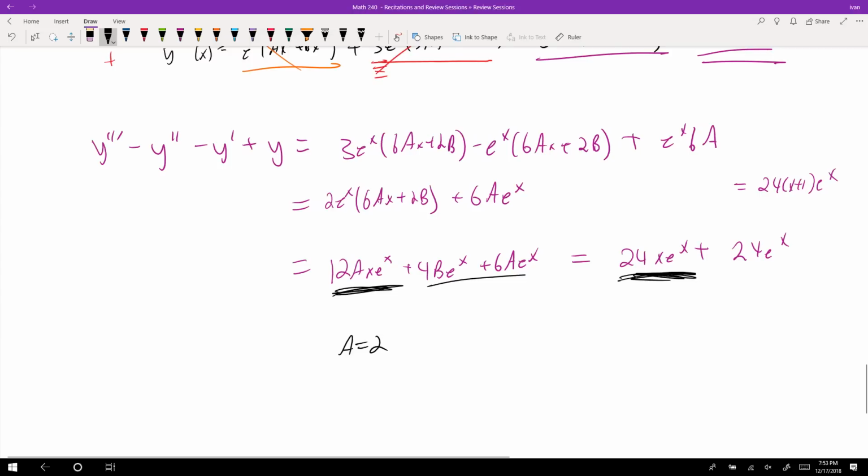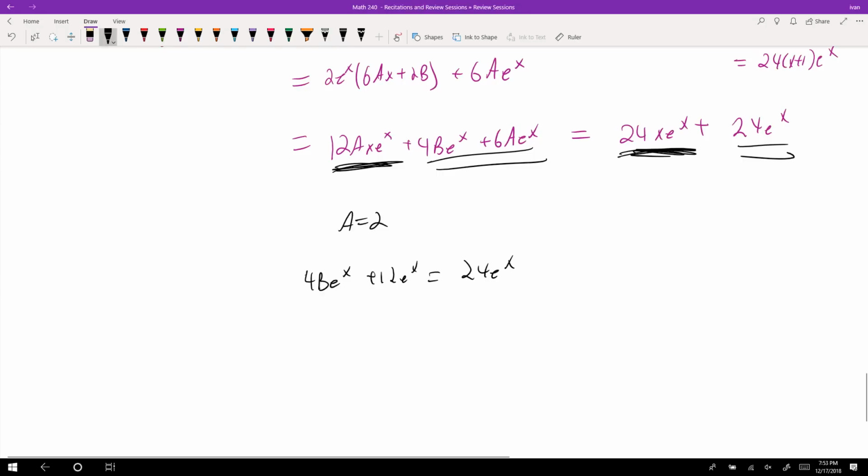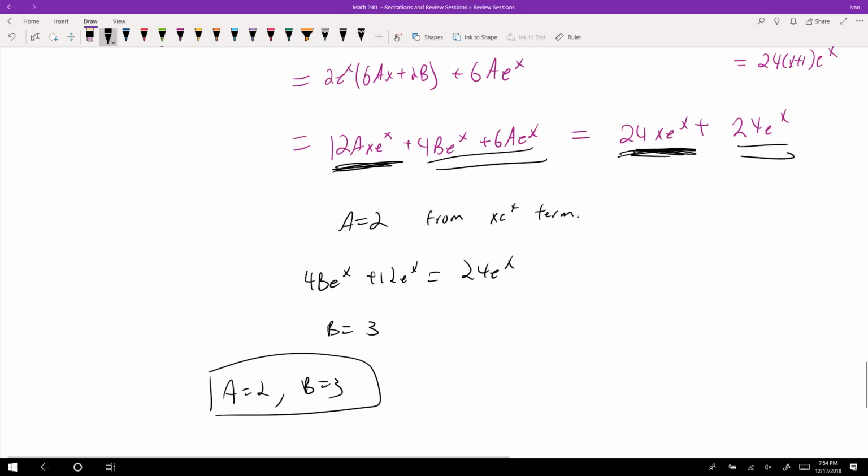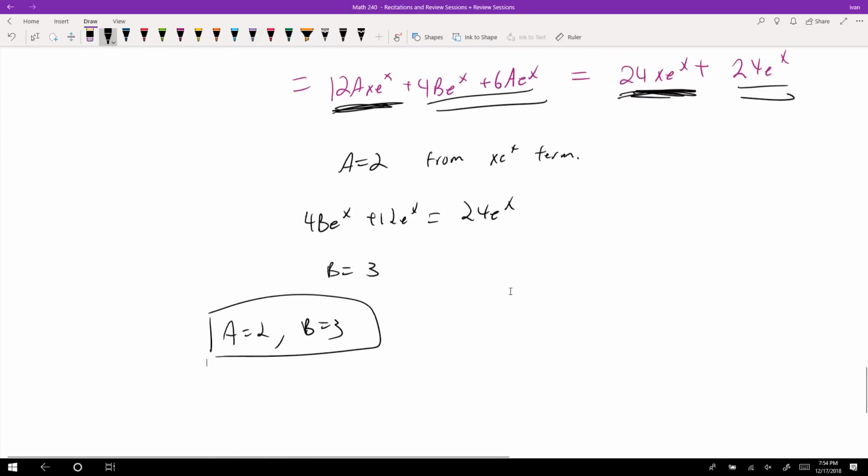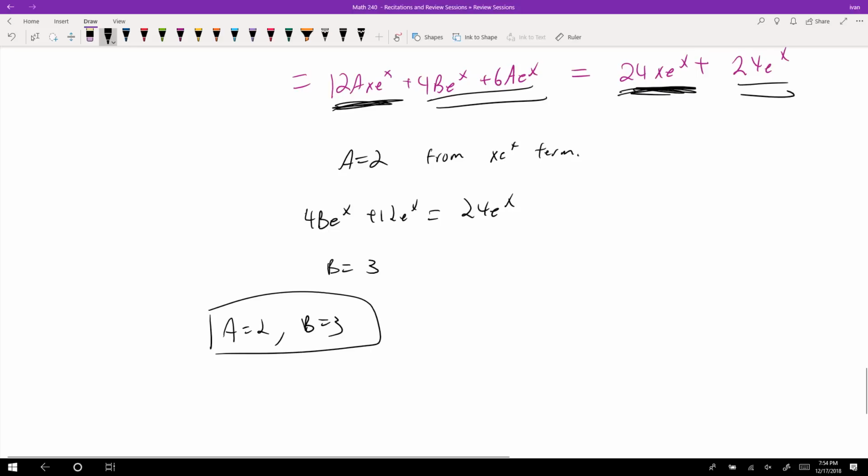So now, if you look at the remaining terms, you get 4b e to the x plus 12 e to the x is equal to 24 e to the x. So a equals 2 from the x e to the x terms. And here's the remaining ones, and then you get that b here should be equal to 3. So you get a equals 2, b equals 3. And then you plug that into our guess at the beginning, which was 2x cubed e to the x plus 3x squared e to the x.